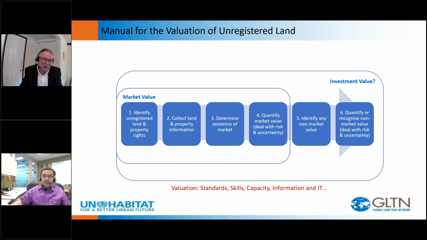Market value is what the market would pay for a particular asset. And I think it's probably important also to say that the valuer might not like what the market is saying and what it's doing, but it's their job to interpret the market, not to make the market.